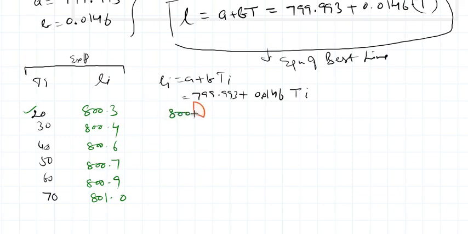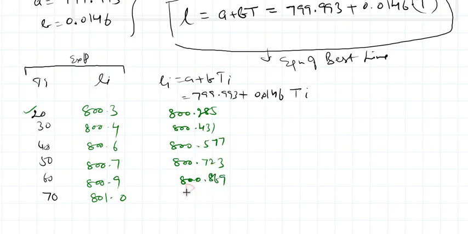If I put these values in this equation, then the fitted values will be 800.285, 800.431, 800.577, 800.723, 800.869, and here it is 801.015. These are the values which we are getting.